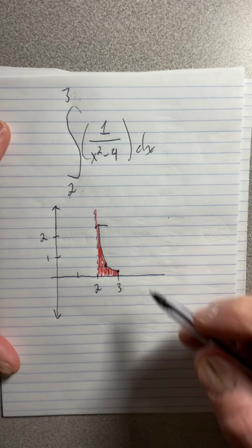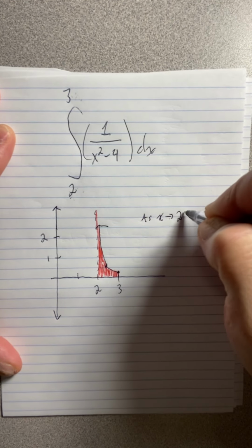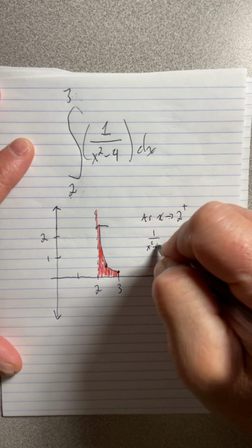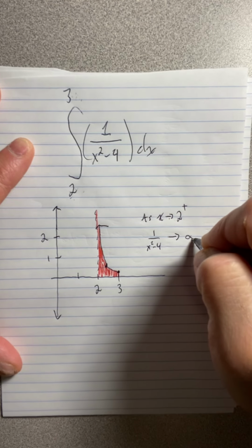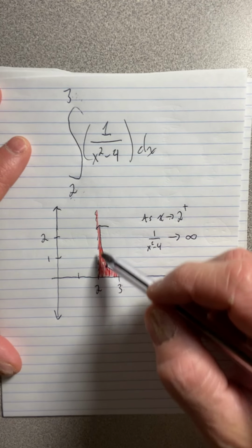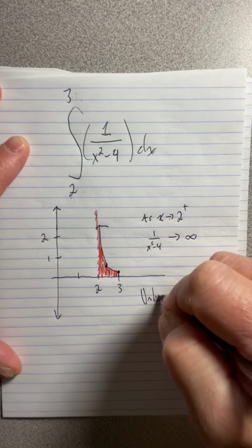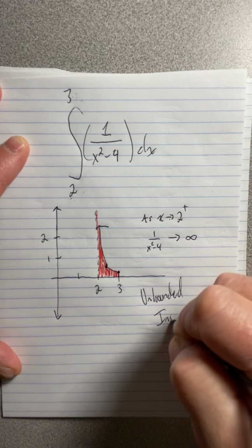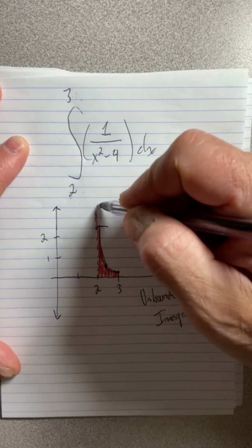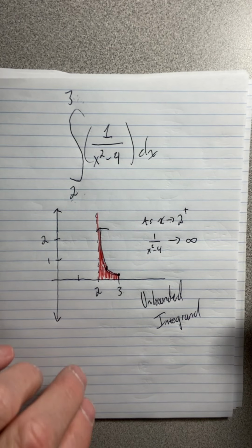So from 2 to 3, I graphed it, and I see that as x approaches 2 from the right, this function, 1 over x squared minus 4, goes to infinity. So the area is unbounded. The domain that we're interested in is bounded, but the area over that domain is unbounded. So we have an unbounded integrand. The integrand is this function here. So see, the function is unbounded. It goes up and up and up, okay? So it's an unbounded integrand, and that makes this an improper integral.